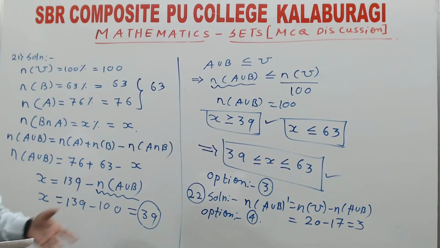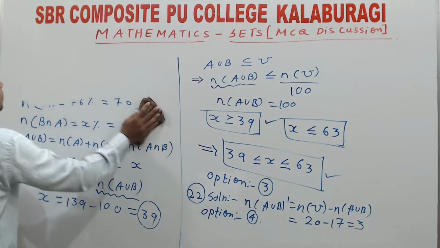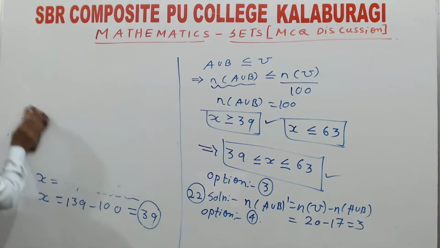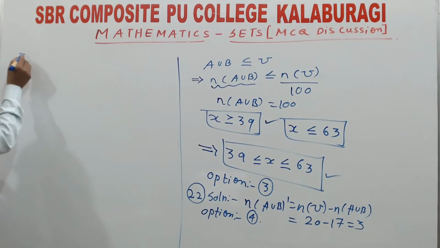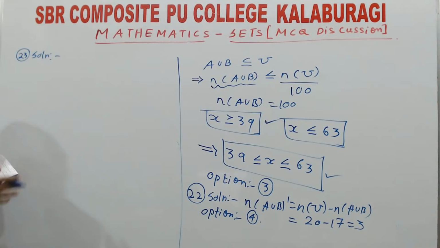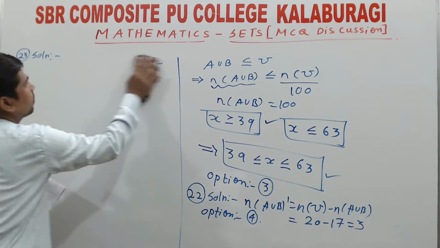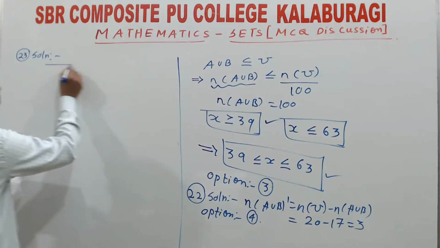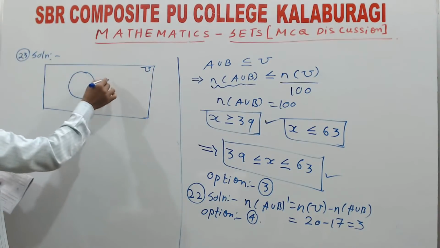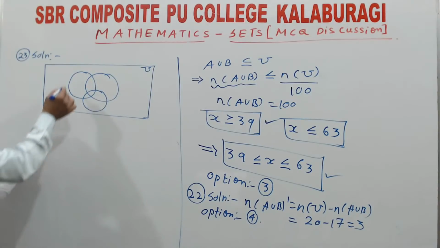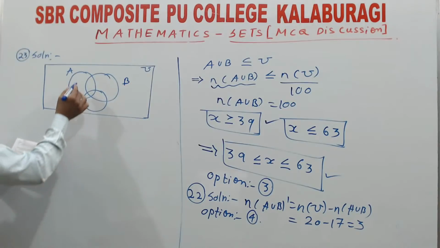Now 22 is over, 23. What does 23 say? The shaded region in the given figure. Solution. So what is that figure? Let us draw. He has not given a universal set, but the rectangle indicates it's a universal set. Set A, set B, and set C. This is A, this is C, this is B. So this third part is asking, what is this shaded region?